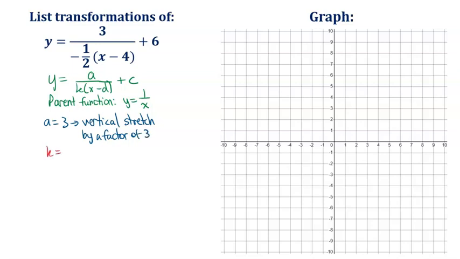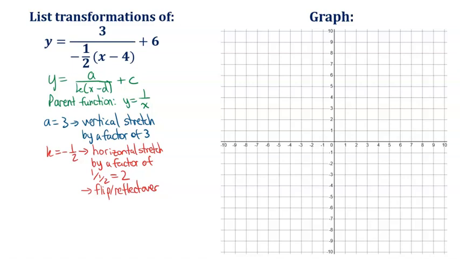The k value is negative a half. And what that's going to do is it's going to do a horizontal stretch, because the ratio we're looking at is always the reciprocal of the k value. So the reciprocal of 1 over 2 is 2. So that's a horizontal stretch by a factor of 2. But the negative means that it's going to be flipped or reflected over the y-axis, right? The k value reflects or flips over the y-axis, the vertical axis. So it goes side to side.